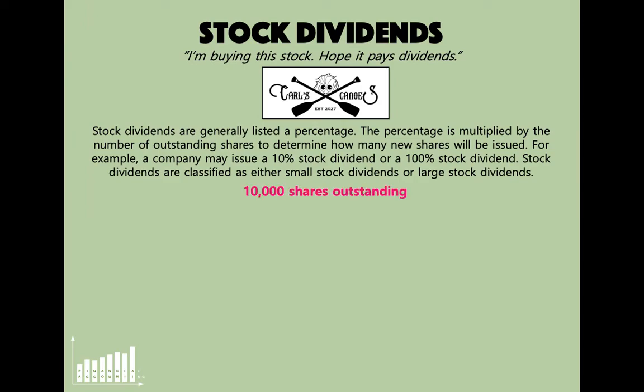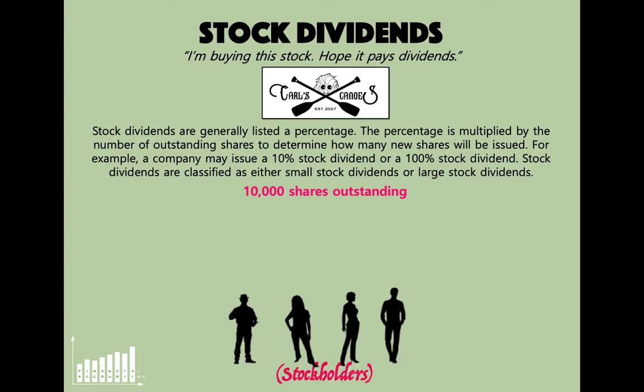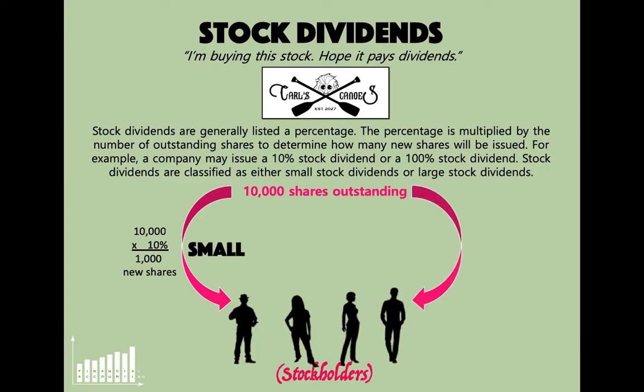Let's say that our company here, Carl's Canoes, has 10,000 shares outstanding. Here are our stockholders, and if the company has 10,000 shares outstanding and they decide to issue a 10% stock dividend, then they would be issuing 1,000 new shares. This would be considered a small stock dividend. But if the company decided to issue a 100% stock dividend, then they would be giving out 10,000 new shares, and that would be considered a large stock dividend.